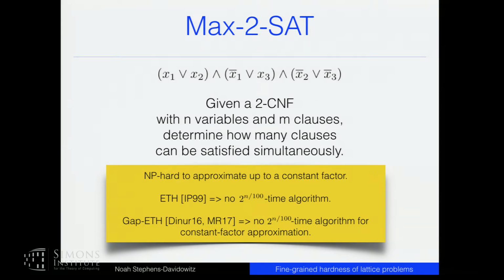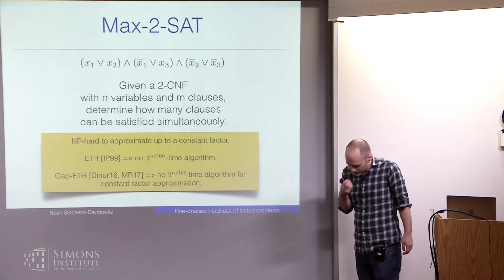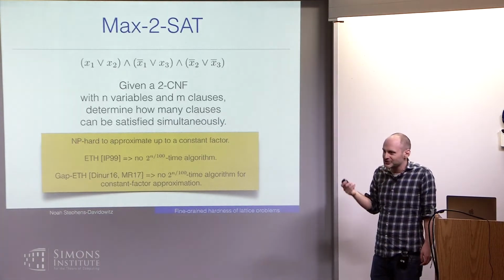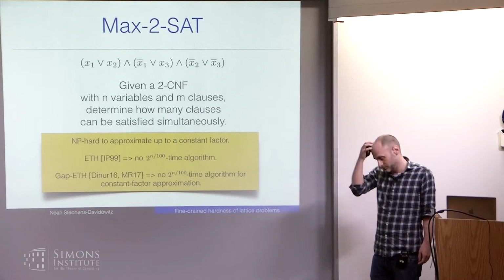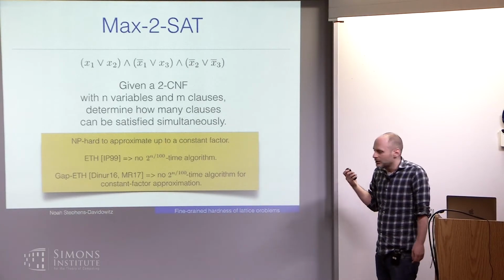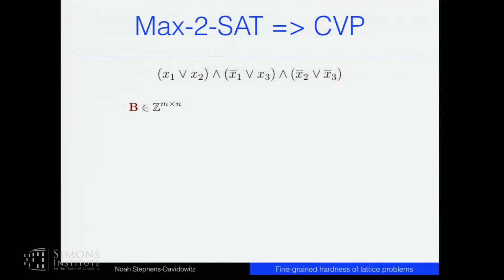A more recent conjecture, the gap exponential time hypothesis, due to Dinur and separately by Piddock, and I'm forgetting the other author, says there's no 2^(n/100) time algorithm even to approximate this up to some small constant factor, say 1.01. So when I say I'm going to prove hardness, I mean I'm going to prove hardness under one of these reasonable conjectures, right? Because otherwise, well, we don't know how to prove hardness of anything. Okay. So given that Max 2SAT is hard, we can try to reduce Max 2SAT to CVP.